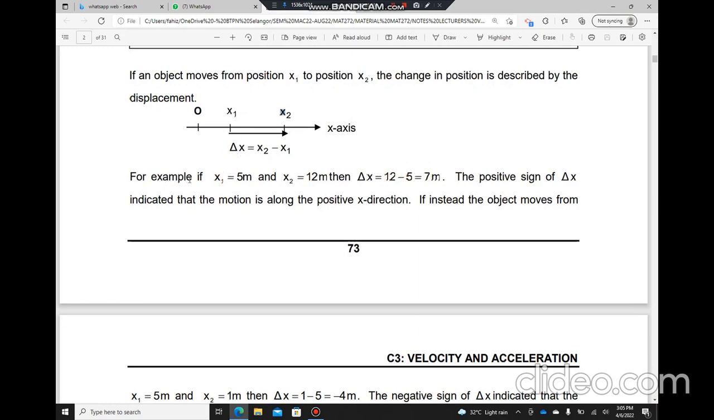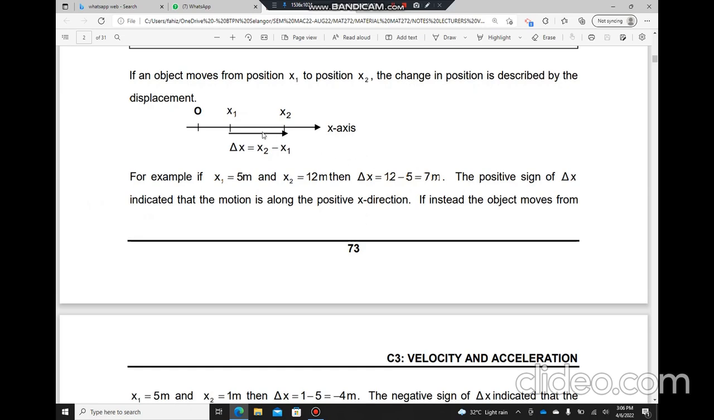Okay, for example, if x1 equals to 5 meter, katakan x1 ni 5 meter and x2 equals to 12 meter. So displacement equals to 12 minus 5, it is equals to 7 meter. The positive sign of delta x indicated that the motion is along the positive x direction.